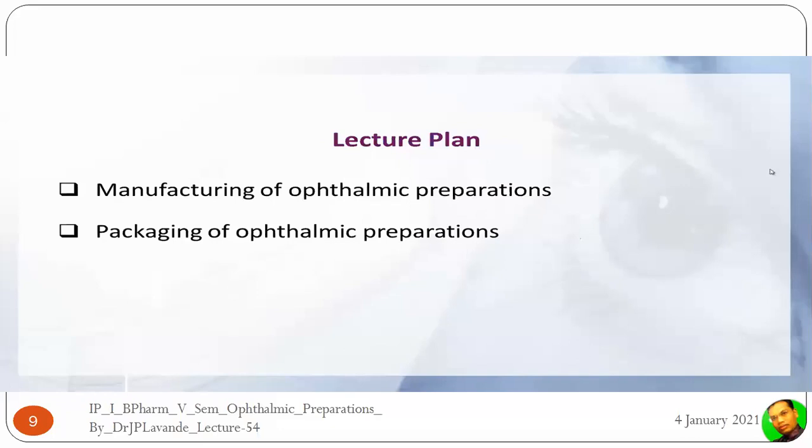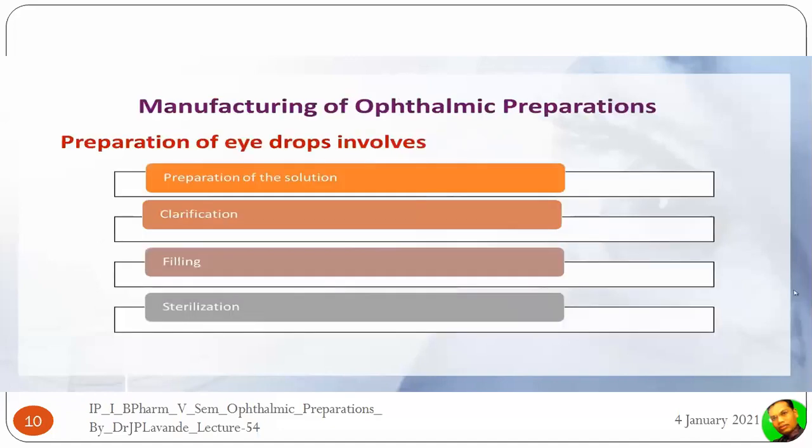In order to cover this, we will go through the manufacturing and the packaging of the ophthalmic preparations, right? So if we see the process of preparation of one of the most common types of ophthalmic product, that is the eye drop, that is the liquid preparation or the liquid dosage form. So how do we go about preparing this eye drop? The preparation of eye drop involves 4 different steps.